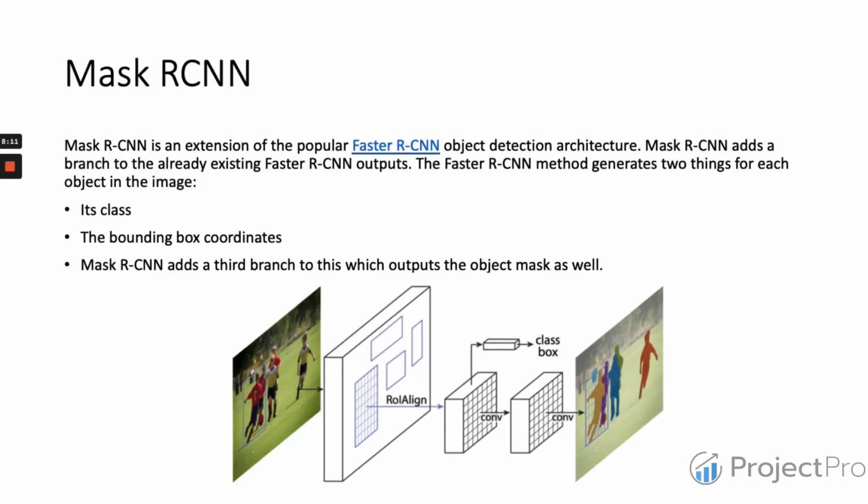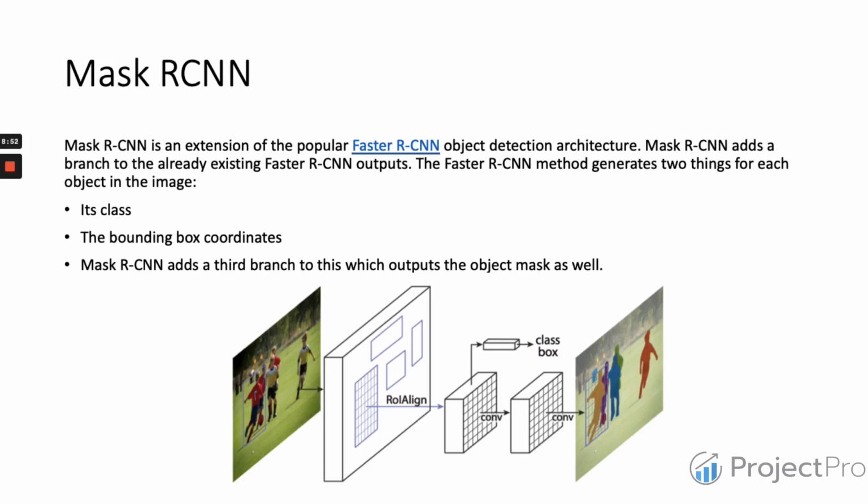Mask RCNN is the architecture that we will use for this project. It is an extension of the popular Faster RCNN object detection architecture. So what's the difference between Faster and Mask RCNN? Faster RCNN generates two things: one is the class of the object, that this particular thing is a cat or a dog, and the bounding box around it. But Mask RCNN adds another layer to it, combines the concepts of object detection and image segmentation together, and gives out an object mask.